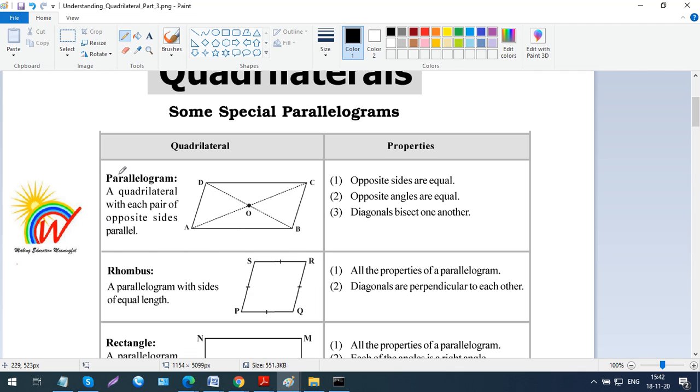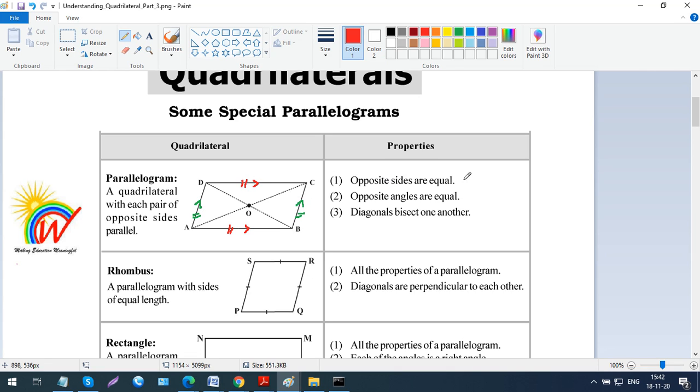As we already learned, a parallelogram is a quadrilateral where the opposite sides are parallel, and they are also equal, right? See the green one, these two sides are equal and they are also parallel, right? And similarly the red one, these opposite sides are equal and parallel again. So that's what it says.